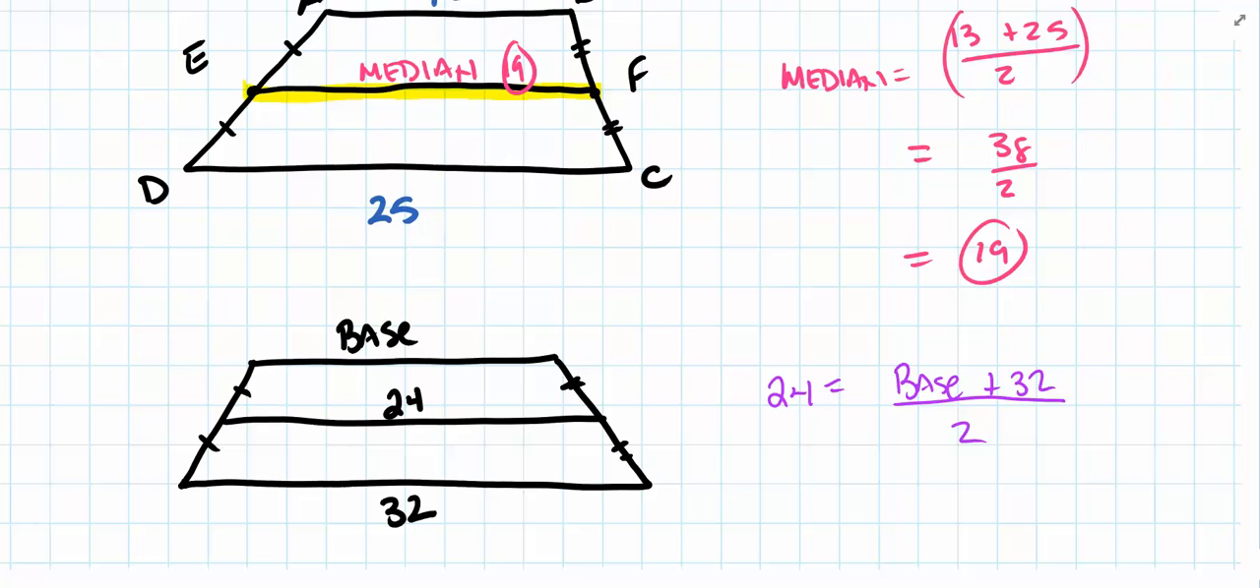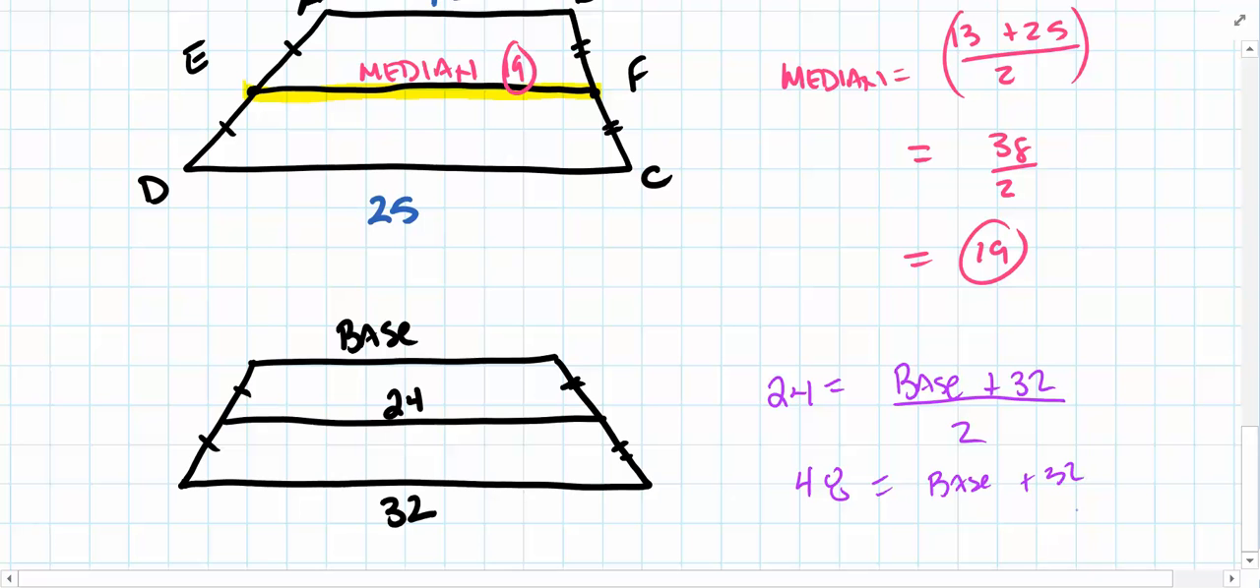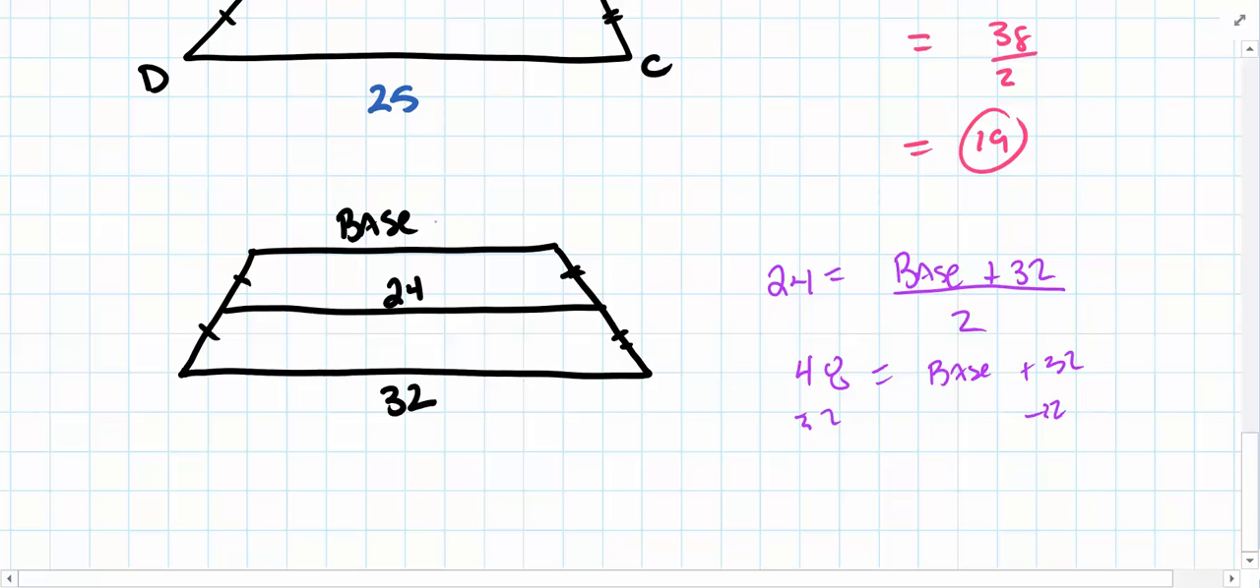24 has to be the base plus 32 divided by 2. All right. So this is the algebra of what you did, right? Because the sum of the two bases divided by 2 has to equal the median. If the median is 24, then I set 24 equal to base plus 32 over 2. So that means 48 is equal to the base plus 32. So subtract 32, subtract 32, and how much do we get? 16. There we go. So this has to be 16 units.